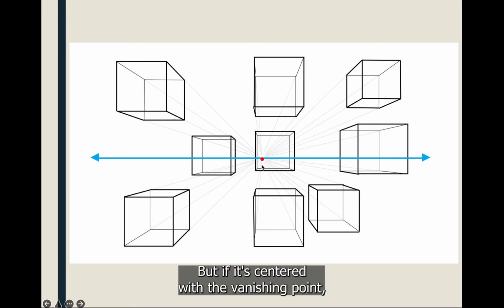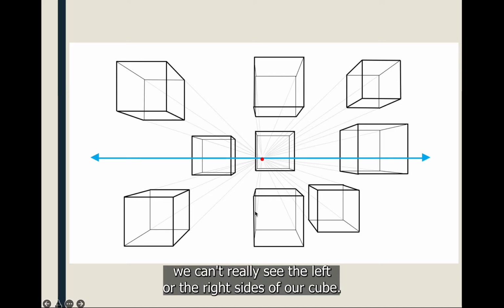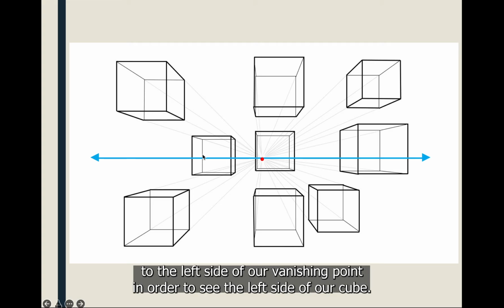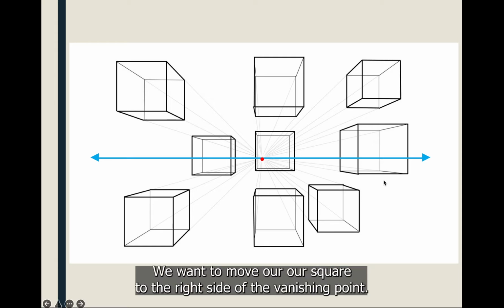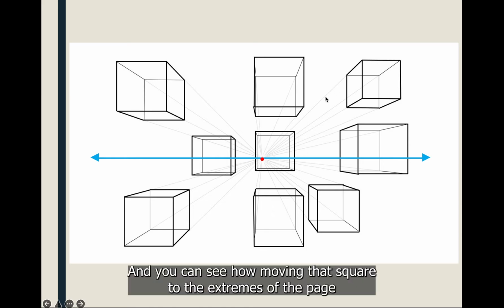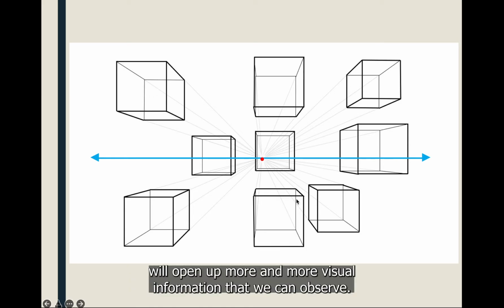But if it's centered with the vanishing point, we can't really see the left or the right sides of our cube. So in order to see the right side of the cube, we need to move our square to the left side of our vanishing point. In order to see the left side of our cube, we want to move our square to the right side of the vanishing point. And you can see how moving that square to the extremes of the page will open up more and more visual information that we can observe.